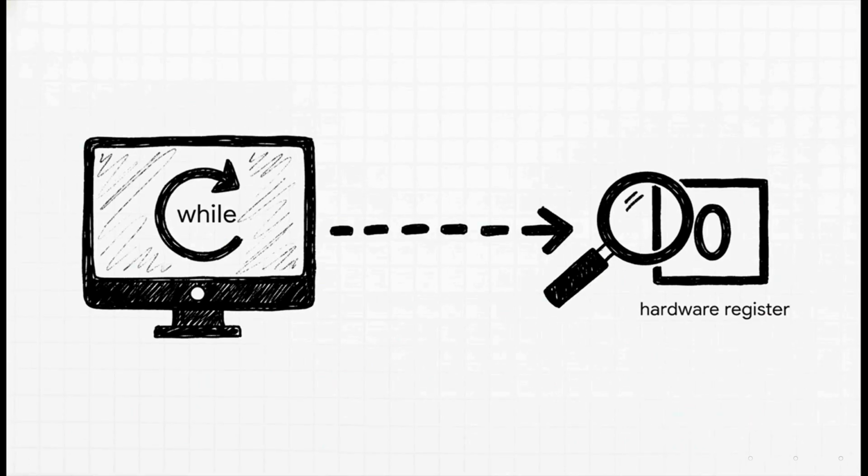Now here's a super common scenario. You need to wait for a piece of hardware to tell you it's ready. The obvious way to do this is to create a pointer to that hardware status register address and just loop until the value isn't 0 anymore. Simple, right? I mean, what could possibly go wrong?